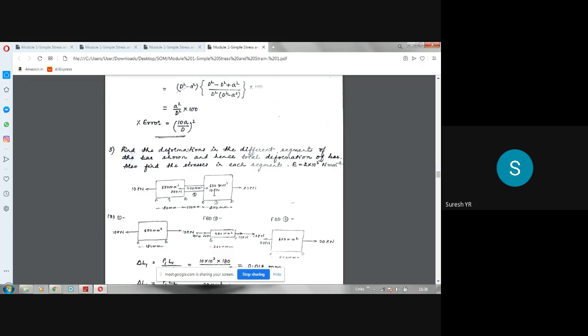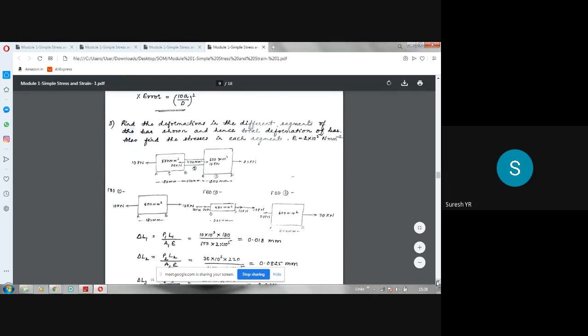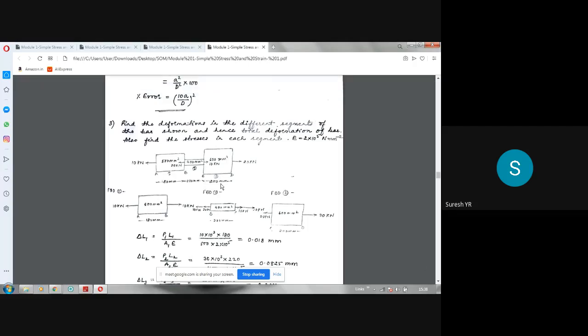Segment means those portions. So E value is 2 into 10 power 5. Once again, it is steel. See here, areas are given, lengths are given. 500 mm square, 400 mm square, 600 mm square areas. Lengths are 180 mm. Then second one is 220 mm. Third one is 200 mm. Okay, L1, L2, L3, A1, A2, A3 are given.